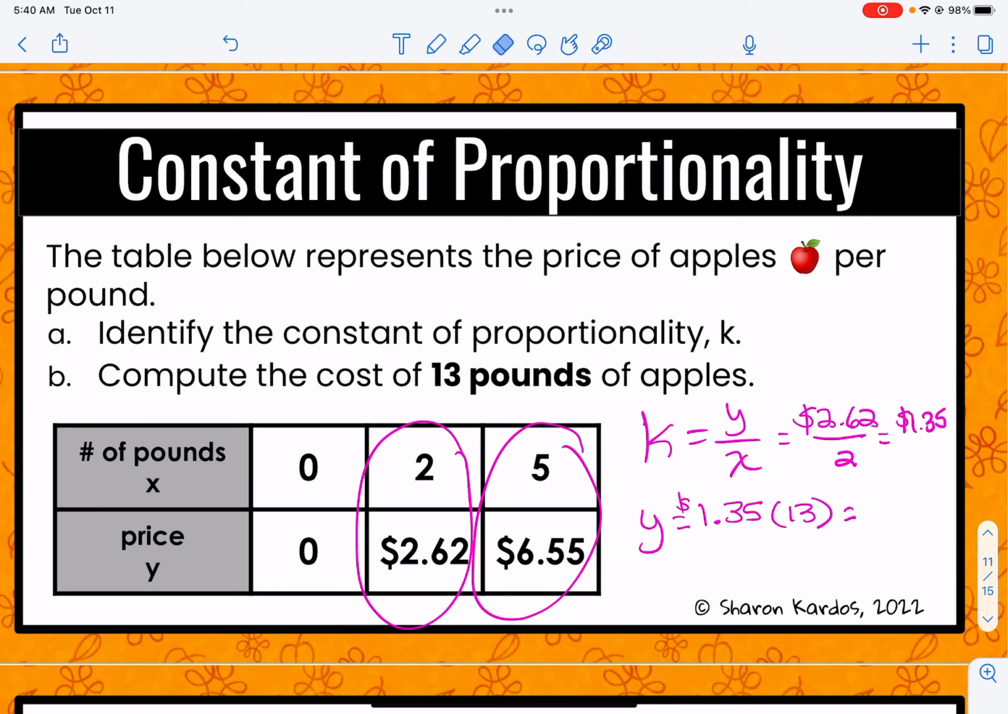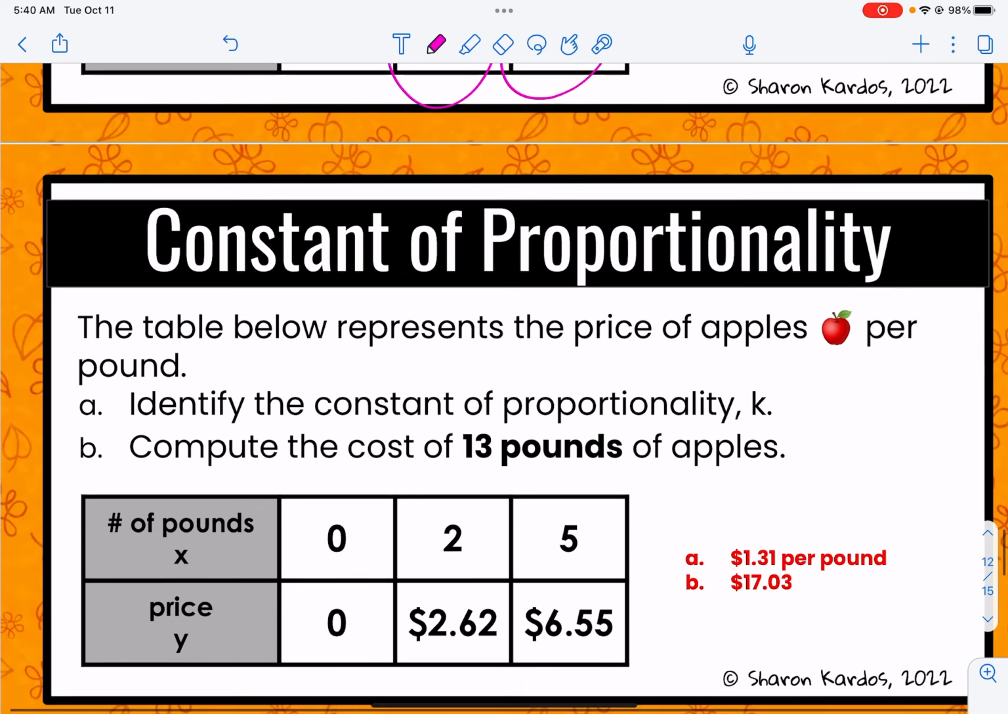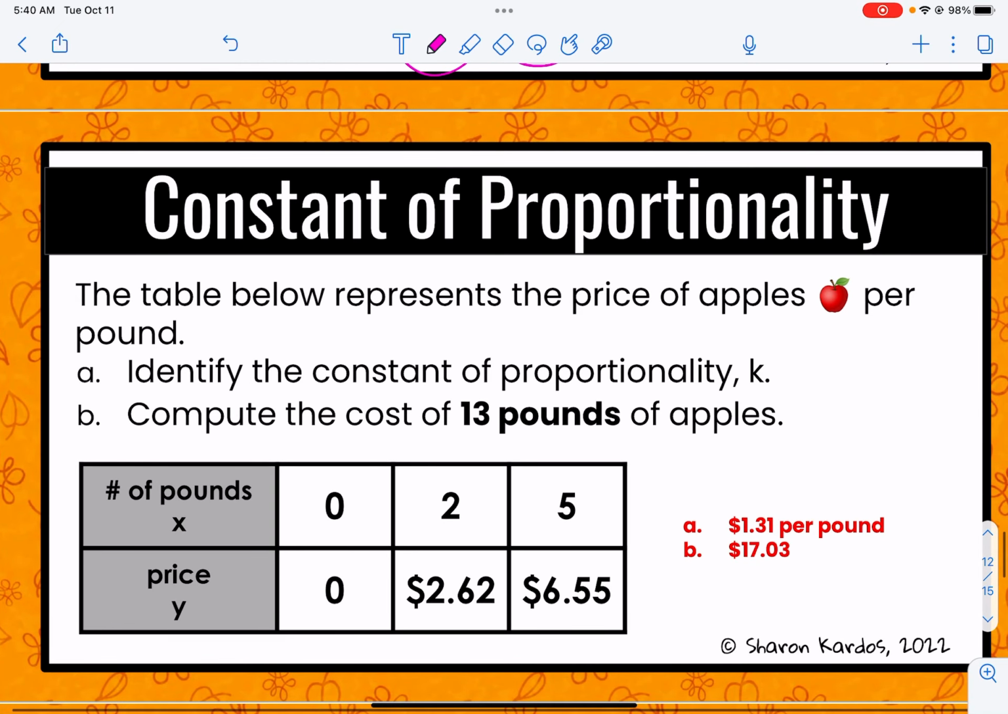Sorry, I don't know why I put $1.35. It's $1.31. See, I need you guys to catch all my mistakes. So $1.31 times the 13 pounds, I would actually wind up with $17.03. So 13 pounds would cost $17.03. So let's check. Yes, caught my mistake just in time. So yes, $1.31 per pound, $17.03.